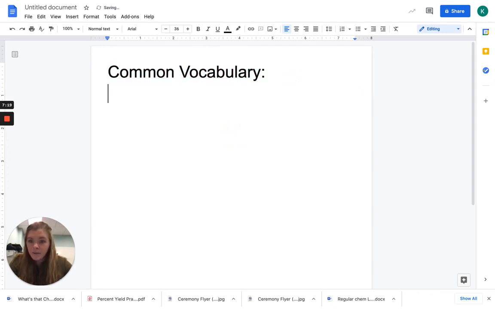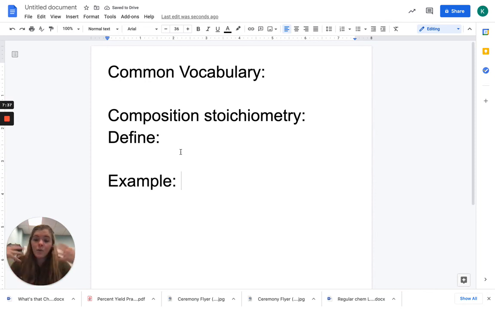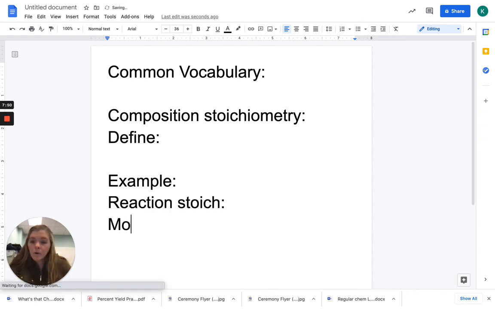Today we learned a couple of different vocab terms. We learned the words composition stoichiometry. So I would list composition stoichiometry. Maybe you want to define it and give an example. Don't define it exactly how I defined it in my video. Maybe define it in a way that makes sense to you. This is to help you study, to help you have something to look at when you're ready to study for this test. Add in composition stoichiometry, add in reaction stoichiometry, add in mole ratio, give an example, tell me what a mole ratio is and how you find a mole ratio.